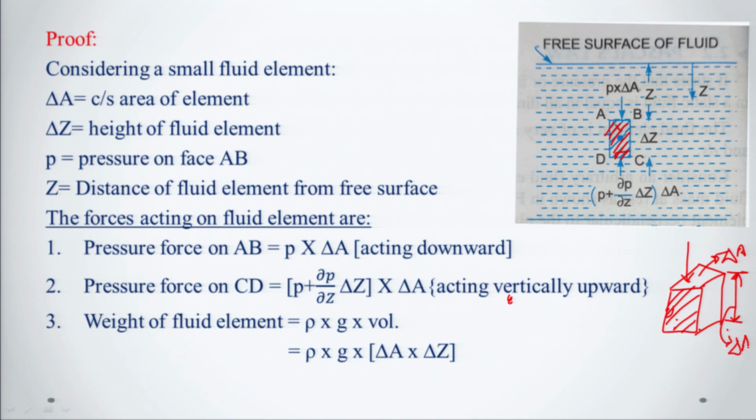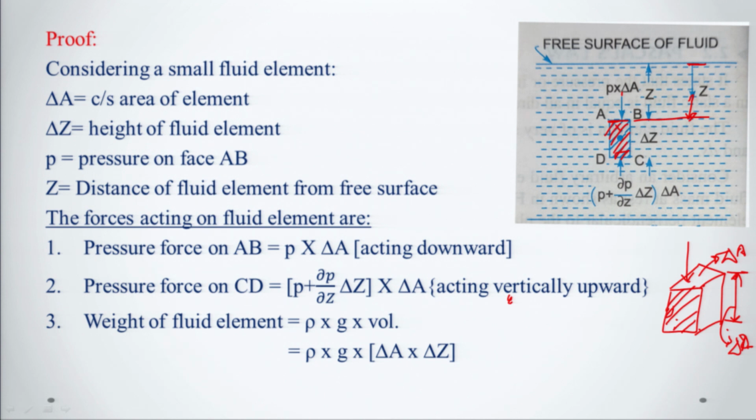Okay. So, the volume of this element is delta A, delta Z. And the pressure on face AB, this face contains some pressure, which can be termed as P from the above portion, acting vertically downward, and Z is the distance of the fluid element from the free surface, meaning from this free surface to this distance we will have Z. Okay. So, up to here this can be termed as Z.